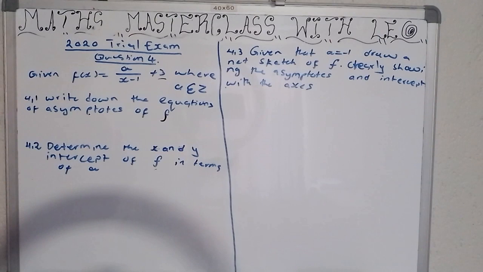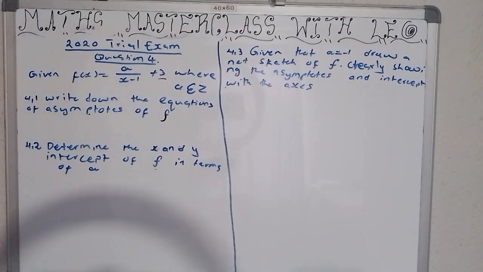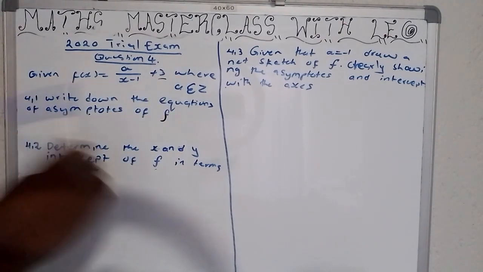Given f of x is equal to a over x minus 1 plus 3, where a is an element of all integers. So write down the equations of asymptotes of f, right? When they say a is an element of all integers, it simply tells you that a can be negative or can be positive, right? That is what you need to know. So now we need to write that.